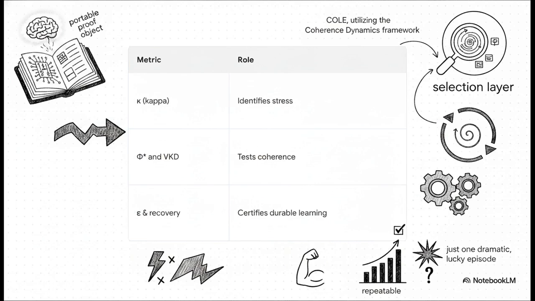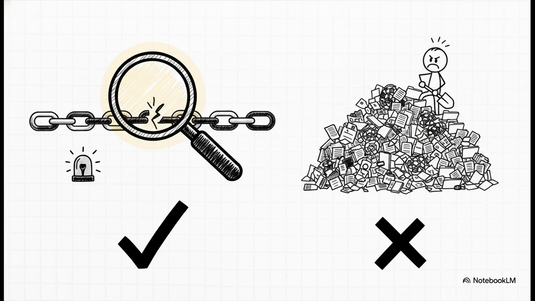Kappa identifies a possible disruption or stress. Phi star and VKD test whether the system's coherence actually survived. And epsilon and recovery time help distinguish truly durable learning from just one single dramatic episode. I want you to remember this exact phrase: triage, not truth. This framework isn't claiming to have magically solved AI alignment or autonomous intelligence. Let's be real. It is simply a falsifiable early warning system for complex systems. It gives you a map of where a task broke down, saving you from literally digging through hours and hours of platform logs.